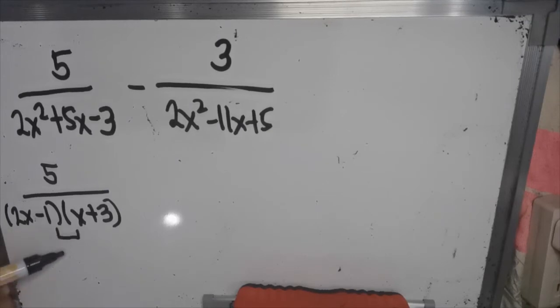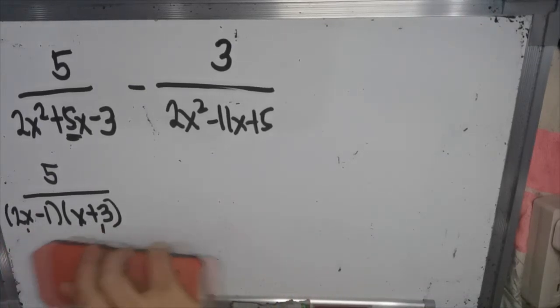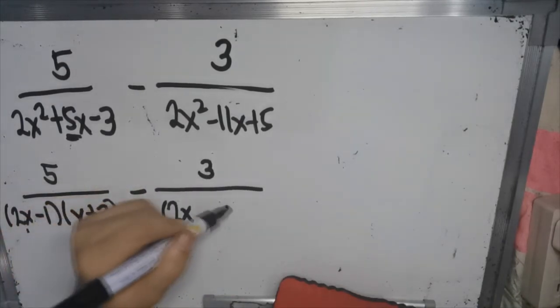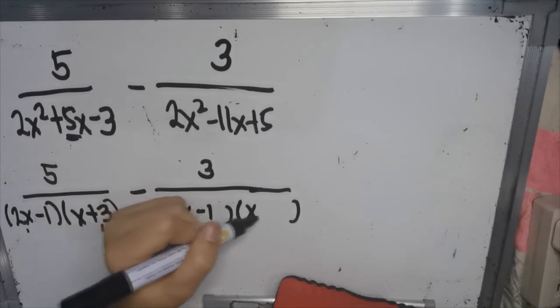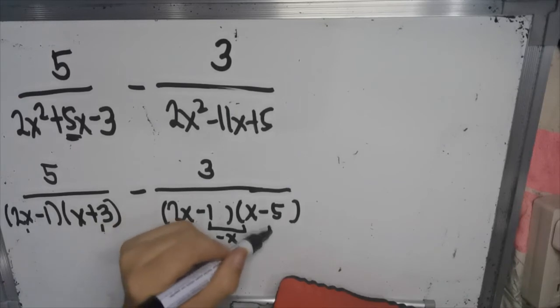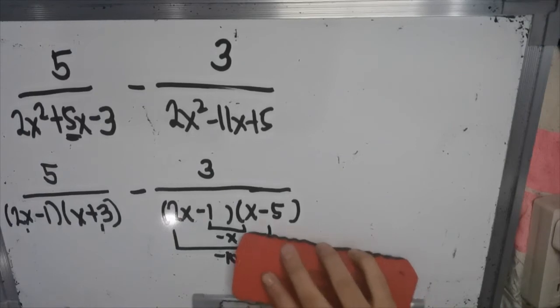So, if we check that, that is negative x, and then we have here 6x. So, when we take the middle term, 5x. So, that's correct. Okay? And then negative 3. Let's erase that. And then on the other side, we have the factored form. If you do trial and error, if you had difficulty, we can have 2x minus 1 and x minus 5. Okay? That would be negative x and negative 10. Right? So, we get negative 11x. And then positive 5.